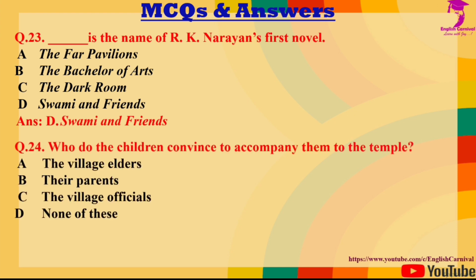Question number 24 we have, what do the children convince to accompany them to the temple? Options are A. The village elders, B. Their parents, C. The village officials, and D. None of these. Correct answer is B, and that is their parents.